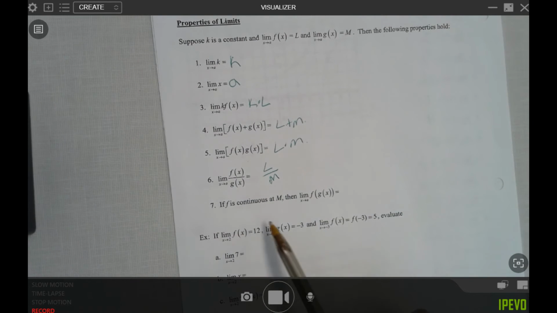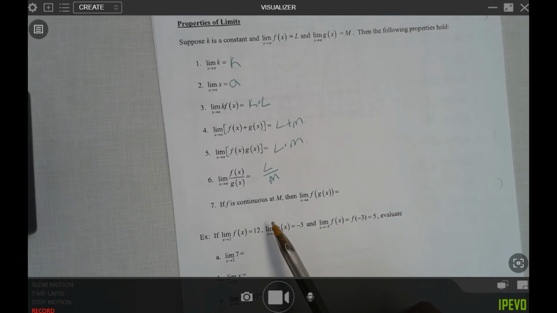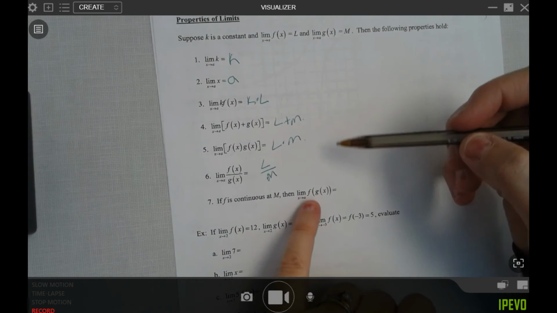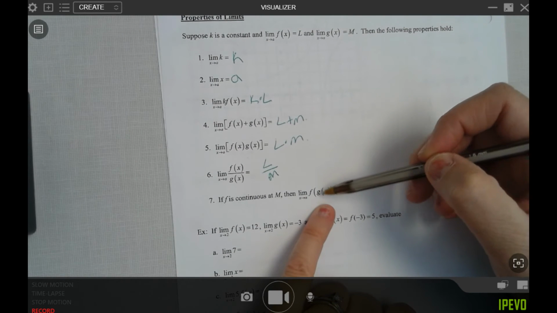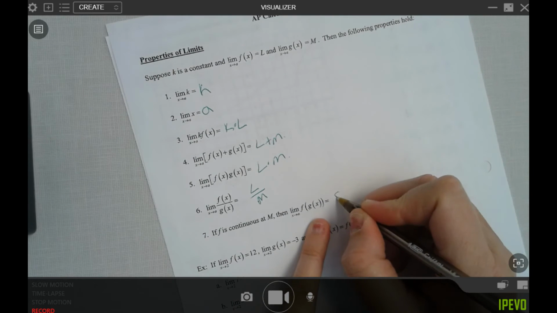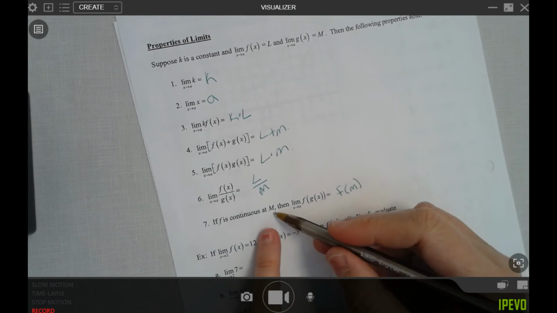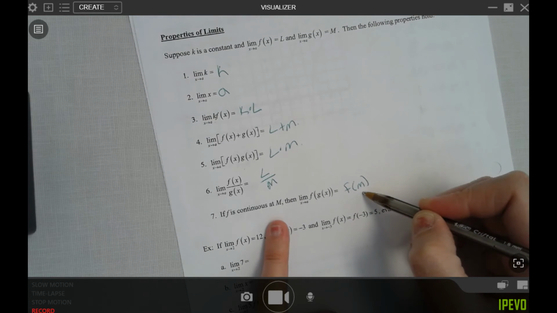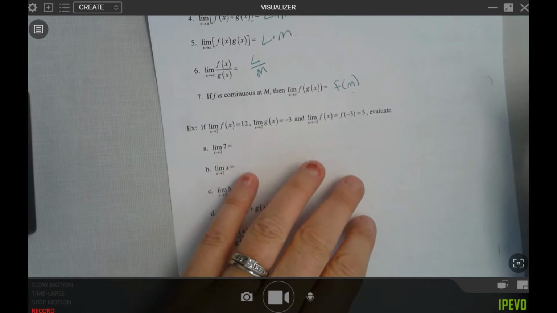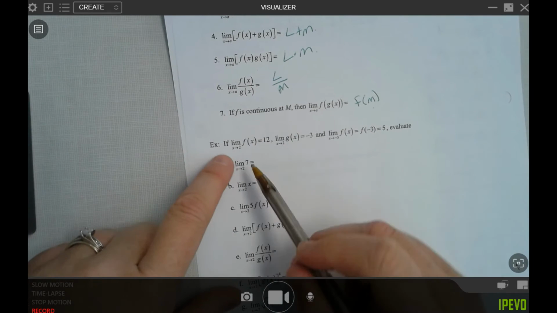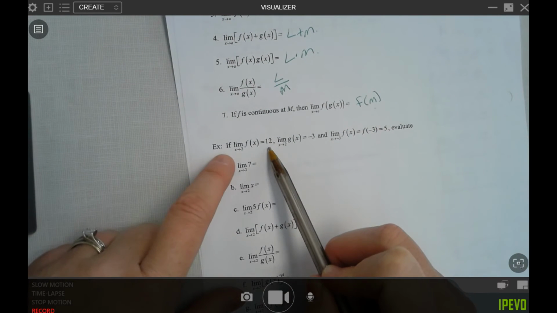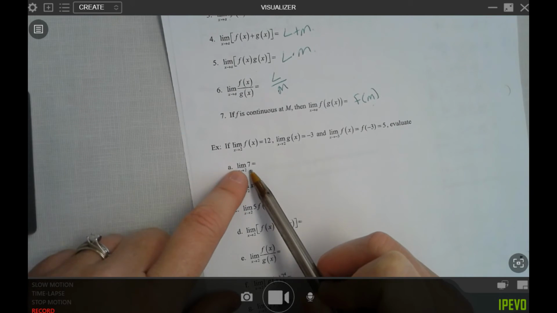If it's continuous at M, or if f is continuous at M, then this limit would be approaching M. So then your answer would be whatever your limit is at f of M. And it's continuous there, and that means I know that it has to be the y value there. So if I didn't know it was continuous, I couldn't have concluded that. All right, so let's look at some of these things. So the limit as x approaches 7 is just going to be 7.